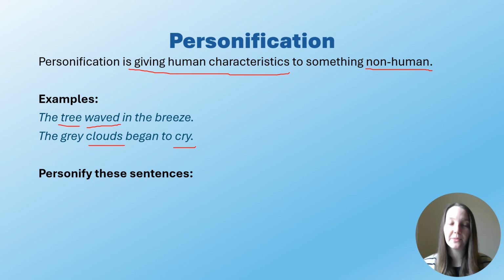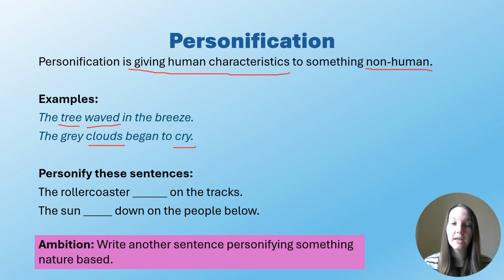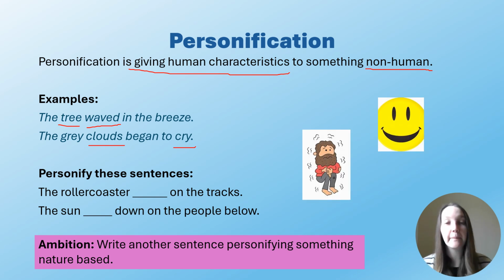And then I've got some tasks here as well. So personify these sentences. See if you can fill in these blanks here. So the roller coaster, something on the tracks. Think about a verb that might be human, a human-like verb that could link to that sentence. The sun, something down on the people below. Again, another verb here. Okay, verbs are a really nice, easy way in to personify something non-human. And again, I've got an ambition task, so write another sentence personifying something nature-based. And then I've got some images just to inspire you for this task here if you're struggling. Okay, so again, just pause it if you are doing it. Make sure you've got your notes down.